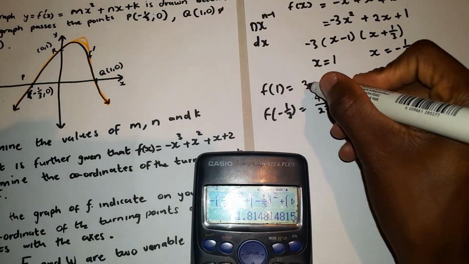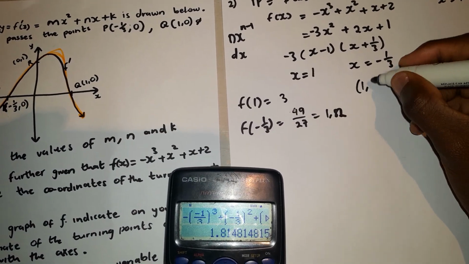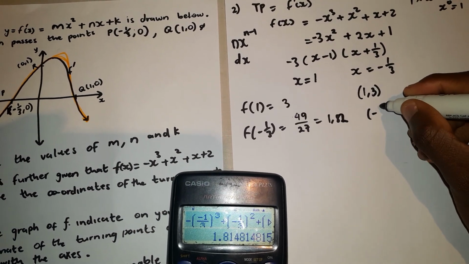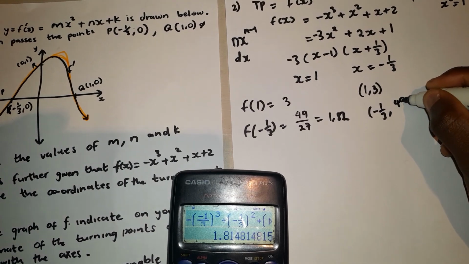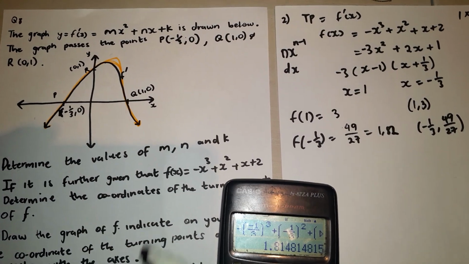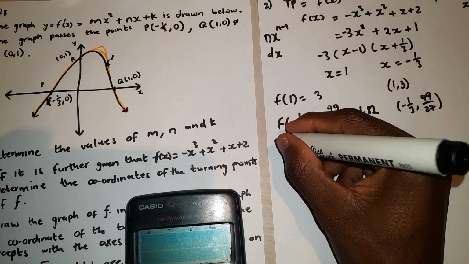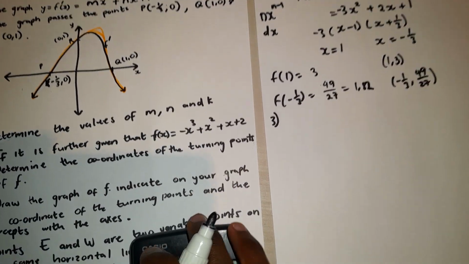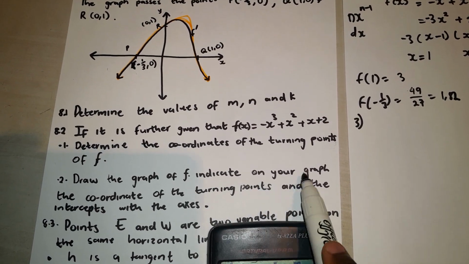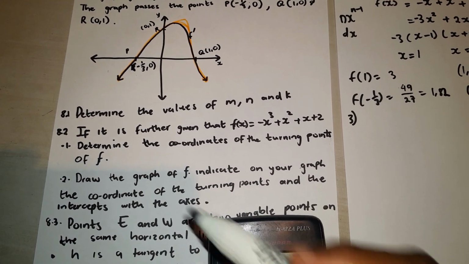So now we have these coordinates. We need to write it in this format as coordinates, unless maybe they said write the x value of the turning points, then we just leave it like that. So now question 3 says draw the graph of f. Indicate on your graph coordinates of the turning point, the intercepts, and the x's.